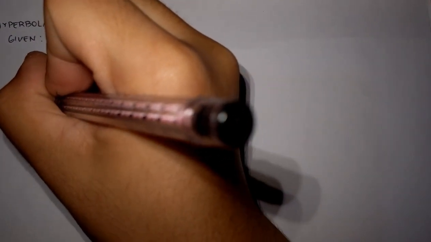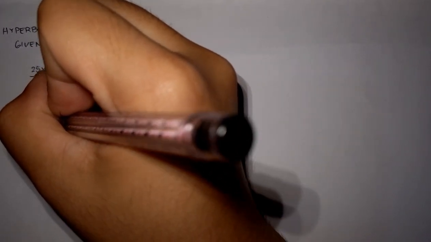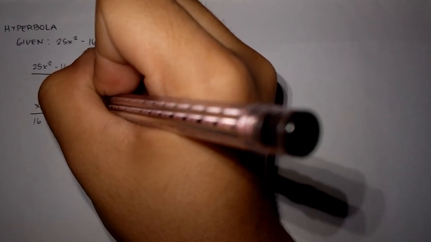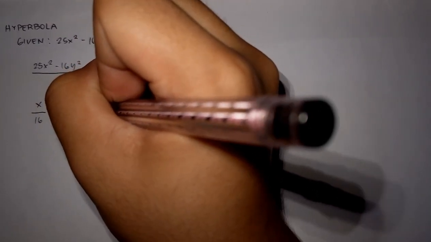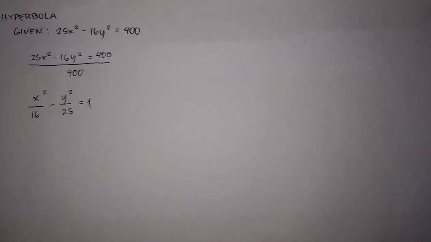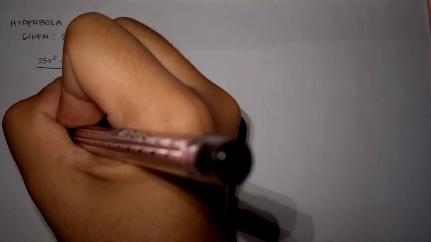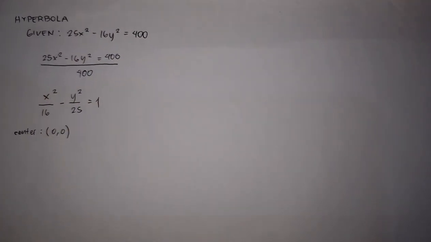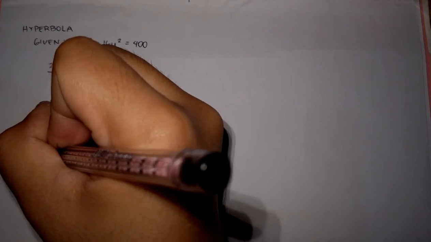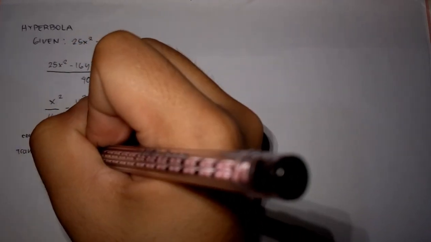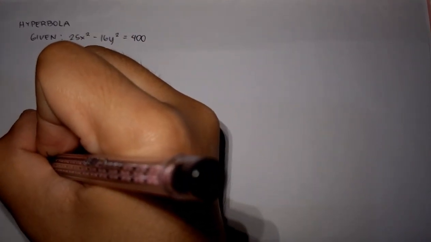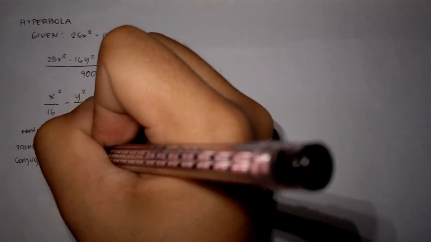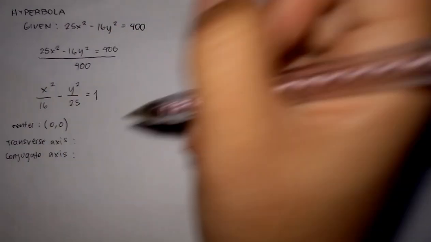To analyze the given hyperbola equation, 25x squared minus 16y squared equals 400. Step 1. Divide the equation by 400. Dividing the equation by 400 ensures that the right-hand side equals 1, which is a standard form for hyperbola equations. Step 2. Rewrite the equation after dividing. The equation becomes x squared over 16 minus y squared over 25 equals 1. Step 3. Identify the center. Since the center is not explicitly given, the origin will be at 0, 0.